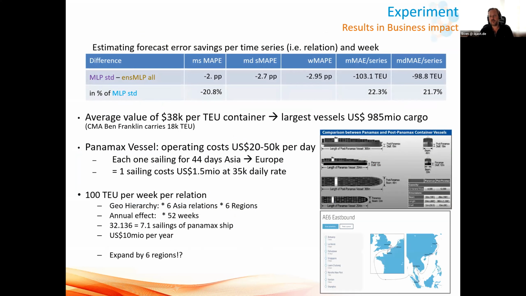What does it mean from a business point of view? That's often the question. We know what the difference is to the benchmark method they've been employing, and it is roughly 20%. It's roughly 100 TEU, twenty-foot equivalent units of containers, every relation every week, and we know that the largest vessel carries roughly 1 billion in cargo. If that drives empty, you're not transporting 1 billion dollars in cargo. We know there's one sailing that takes 44 days. So, apart from the improvement in runtime, the accuracy improvement is roughly $10 million a year.